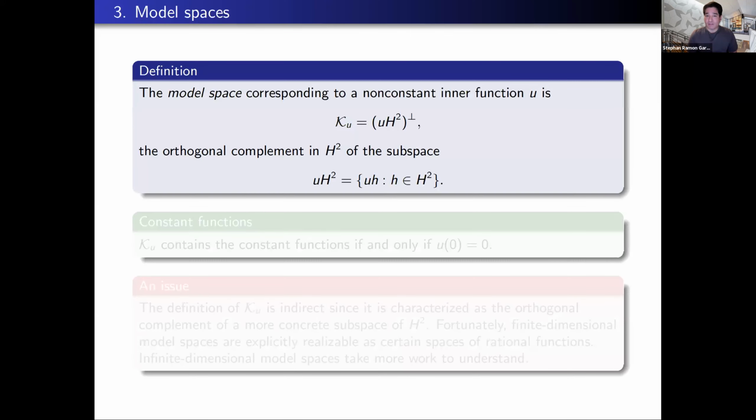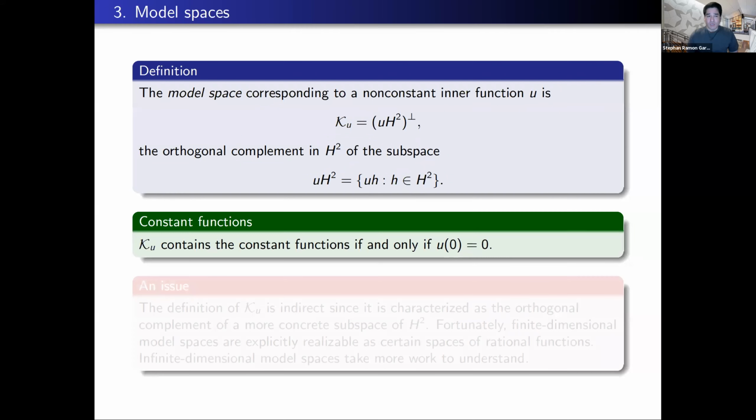The model space corresponding to a non-constant inner function U is this thing. You basically take H2 and multiply every function in H2 by U, which gives you a subspace of H2. Then you take the orthogonal complement in H2, and that gives you a subspace of H2 called the model space corresponding to U, and it's denoted script K sub U. So again, that's the orthogonal complement of this Beurling-type subspace UH2, the set of all functions in H2 multiplied by the inner function U.